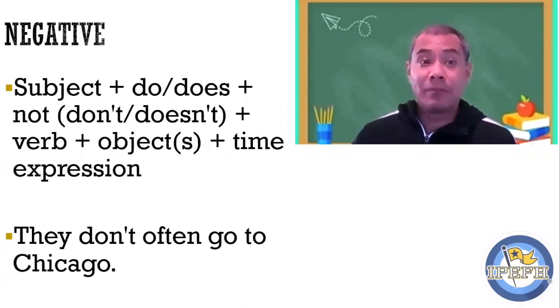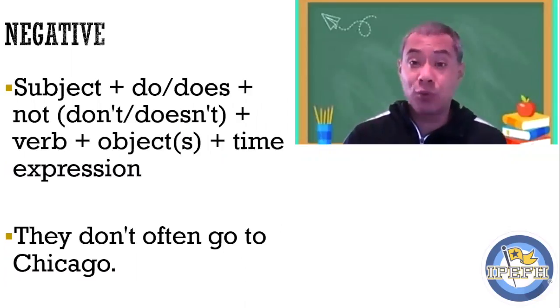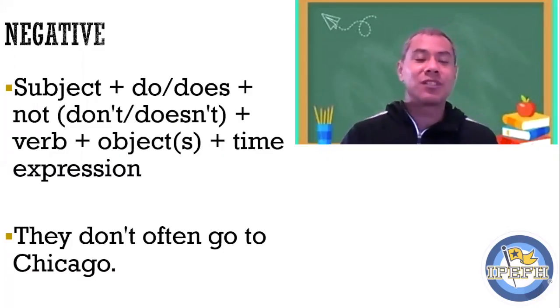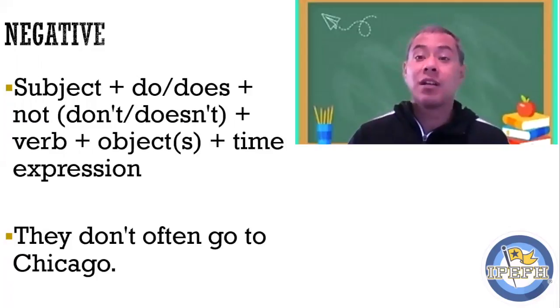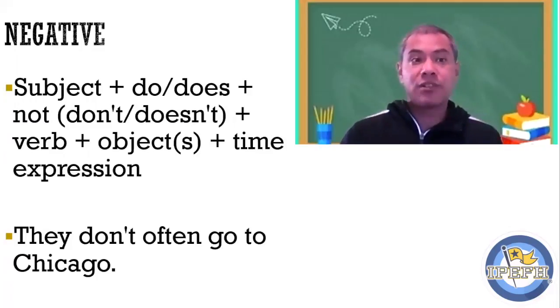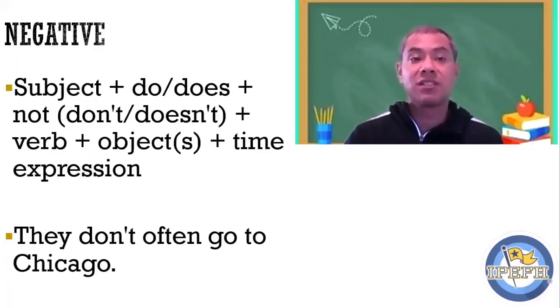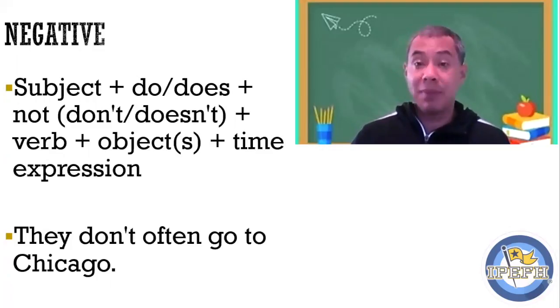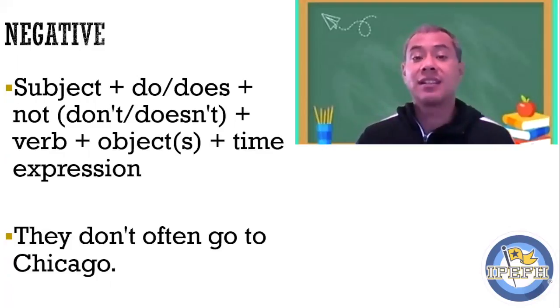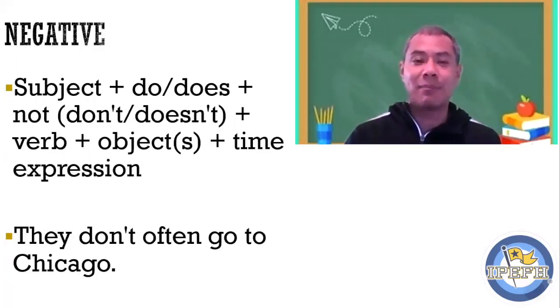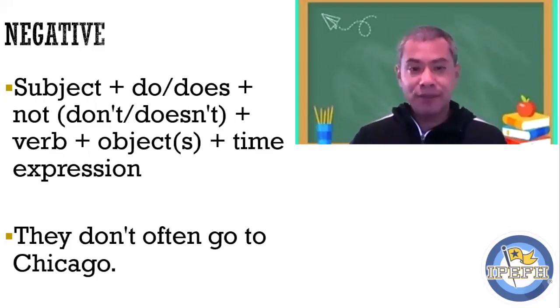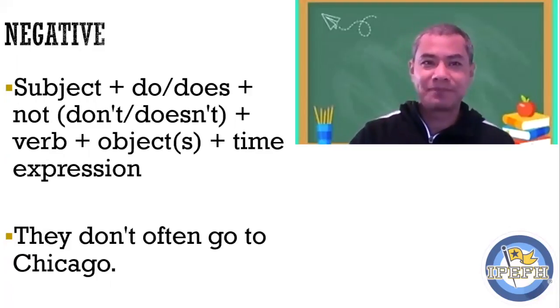This is the negative form. For the negative form, we use verb to do. Okay, so here we go. Subject, this is the formula. Subject, do, does if it's third person, and then the negative form, not. And then you can do a contraction. Contracted form is don't or doesn't, and then the verb, which has to be in base form. Okay, and then the object, and then the time expression. Okay, and this is your example. They don't often go to Chicago.